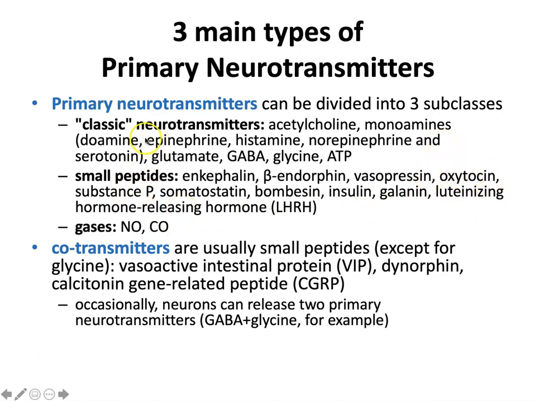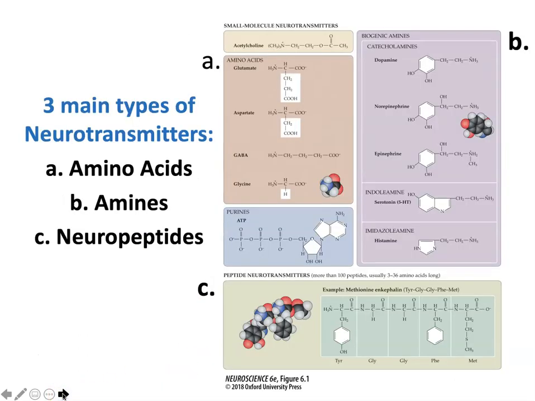So there's the classic neurotransmitters that you learn about, but also other molecules, like insulin, that function as neurotransmitters. And then there's also gases, nitric oxide and carbon dioxide, that can function as neurotransmitters. And yes, there are co-transmitters, as we just talked about. So you'll occasionally see the release of the main neurotransmitter along with another secondary transmitter.